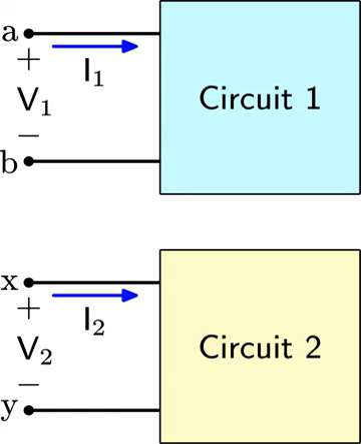Topic: special case, current division of two parallel components. I_1 = Z_2 / (Z_1 + Z_2) × I, and I_2 = Z_1 / (Z_1 + Z_2) × I.